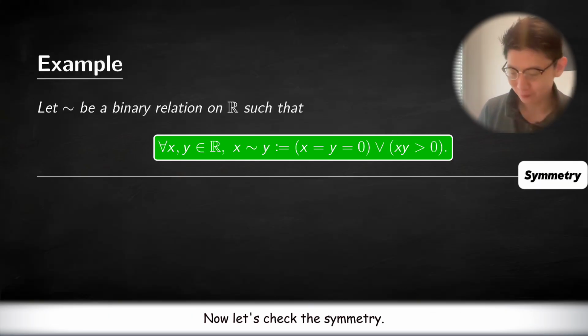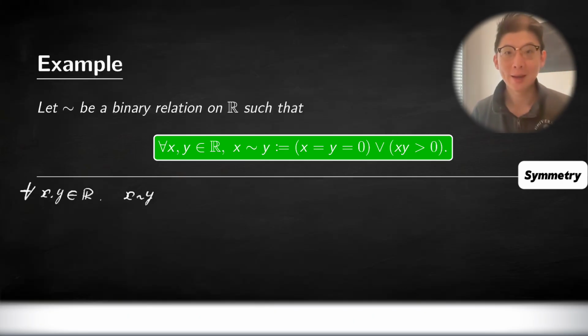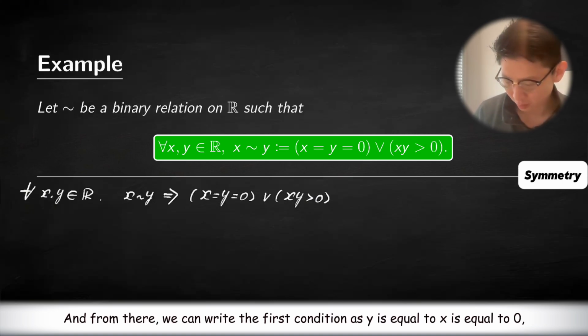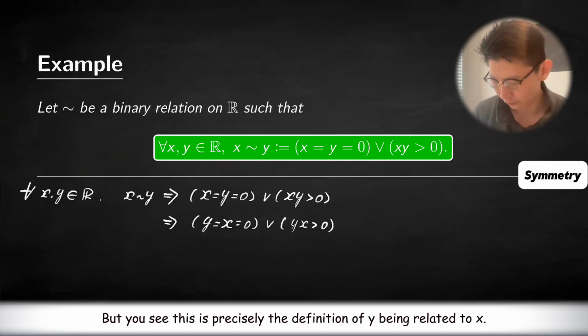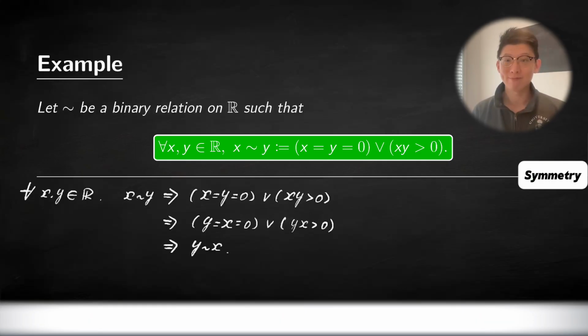Now let's check the symmetry. To this end, let x, y be real numbers such that x is related to y. This means by definition that either x and y both vanish, or their product xy is positive. From there, we can write the first condition as y is equal to x is equal to 0, and the second as yx being positive. But you see, this is precisely the definition of y being related to x, so we conclude that y is related to x. And this justifies the symmetry.